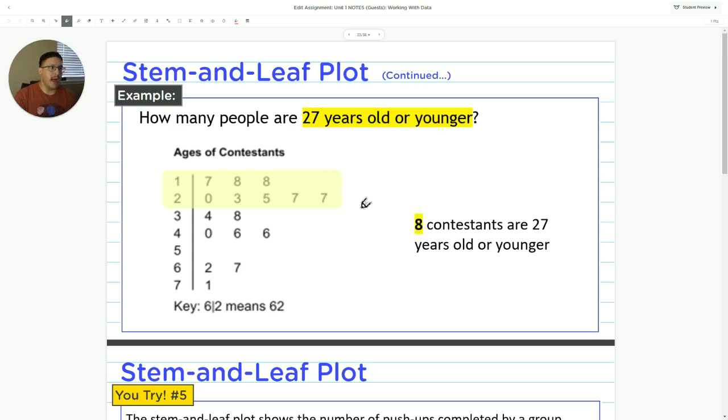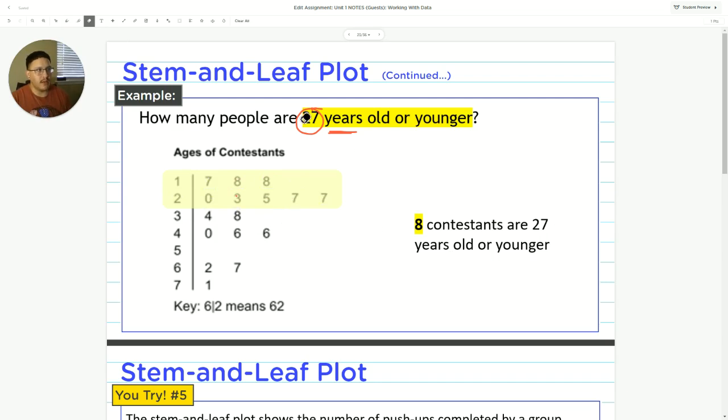So, on a stem and leaf plot, for this example, we are looking at 27 years old, which means we're going to look at row 2, or younger. Now, if we had a 28 in there, we would disregard that number. We only want 27 and younger. So we include the 7, the 5, the 3, the 0, and then everything before that too. So that means the 17 and the 18s. We count those up. 1, 2, 3, 4, 5, 6, 7, 8. There were 8 contestants that were or are 27 years old or younger.